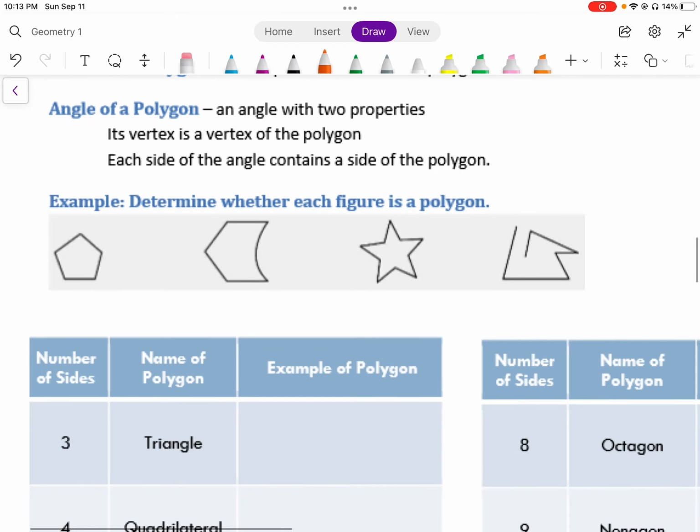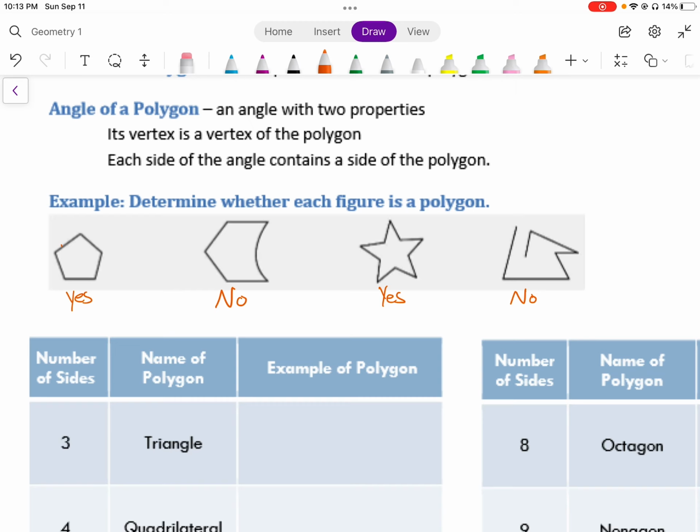Example, determine whether each figure is a polygon. Looking at this first one, is it a simple closed curve? Yes. Is it made only of segments? Yes, so it's a yes. Second one, is it a simple closed curve? Yes. Is it made only of segments? Nope. So this is not a polygon. Third one, is it a simple closed curve? Yes. Is it made only of segments? Yes. So this is a yes. Last one, is it a simple closed curve? No. So even though it's made only of segments, it's not a polygon.